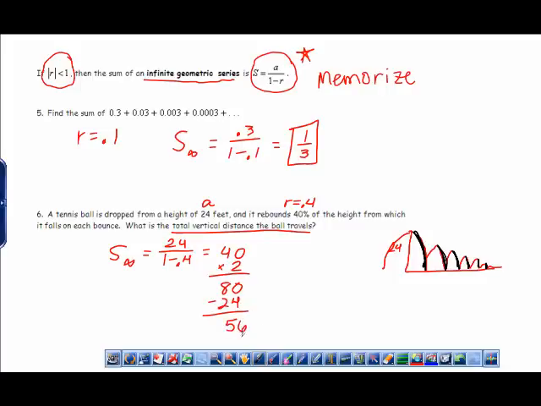Now, I realize this is a lot of steps, but they should all make sense, and you did do this last year in Algebra 2, so hopefully this is just a review. Bring your questions to class.